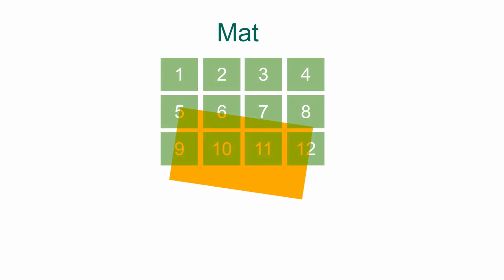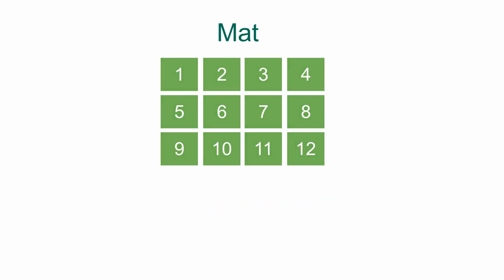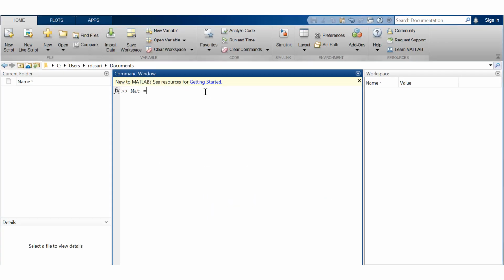Now, if we want to access multiple elements from a matrix in a single shot, the syntax is a little tricky. Basically, you're telling MATLAB, I need rows 2 to 3 and columns 2 to 4. So that would be the subregion of that matrix. Let's see that in action.